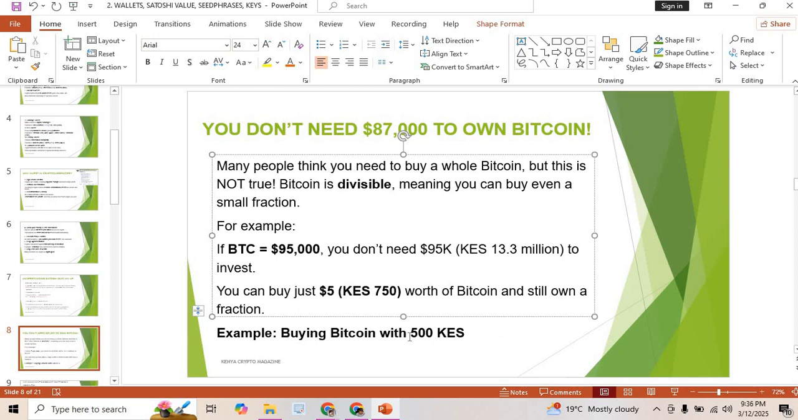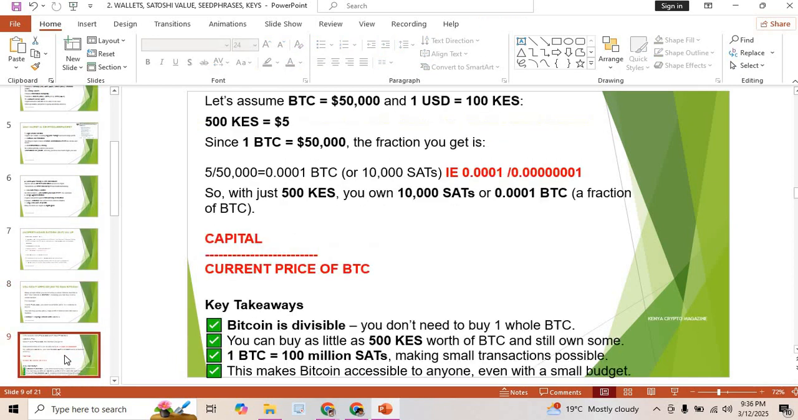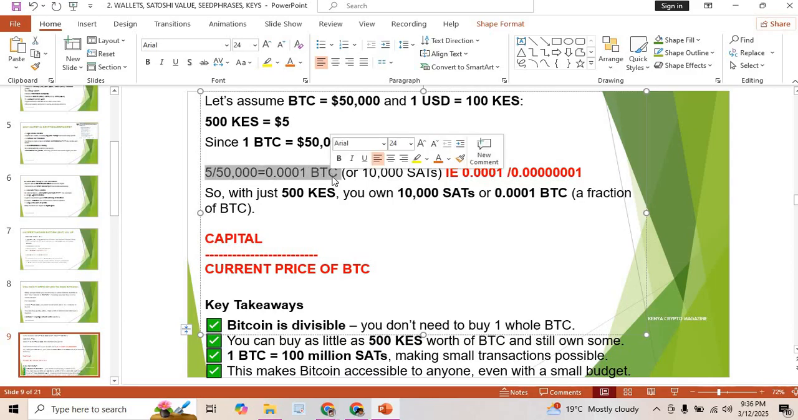And let's do that practical example. Let's say I have 500 Kenya shillings and I want to buy Bitcoin. So if the price of Bitcoin is 50,000 Kenya shillings and I have $5, the amount of BTC that I'll get is this fraction, 0.001 BTC, which is equal to the $5 that I had. Or in Satoshi, this value is in Bitcoin, but in Satoshi, what I'll get is 10,000 Satoshi. Is that okay?